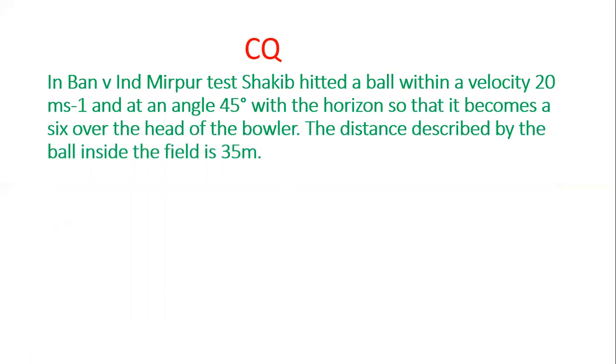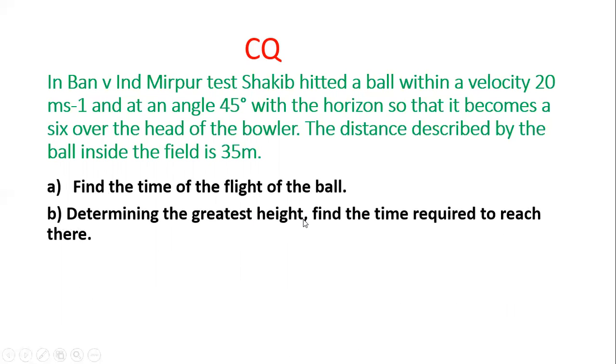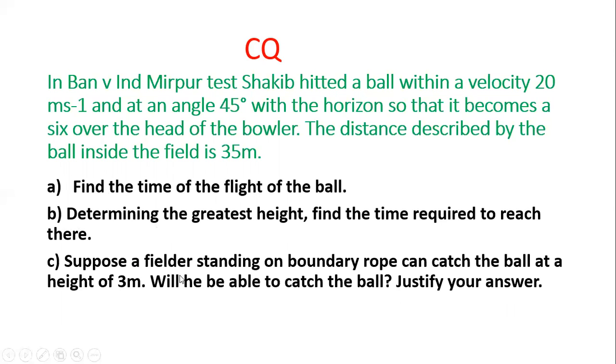CQ2. In the Bangladesh versus India Mirpur test, Shakib hit a ball with a velocity of 20 meters per second at an angle of 45 degree with the horizon so that it becomes a 6 over the head of the bowler. The distance described by the ball inside the field is 35 meters. Find the time of flight of the ball. Determining the greatest height, find the time required to reach there. Suppose a fielder standing on the boundary rope can catch the ball at a height of 3 meters. Will he be able to catch the ball? Justify your answer.